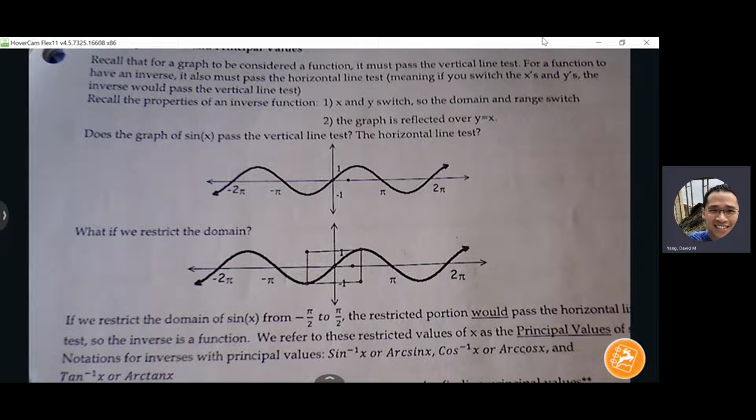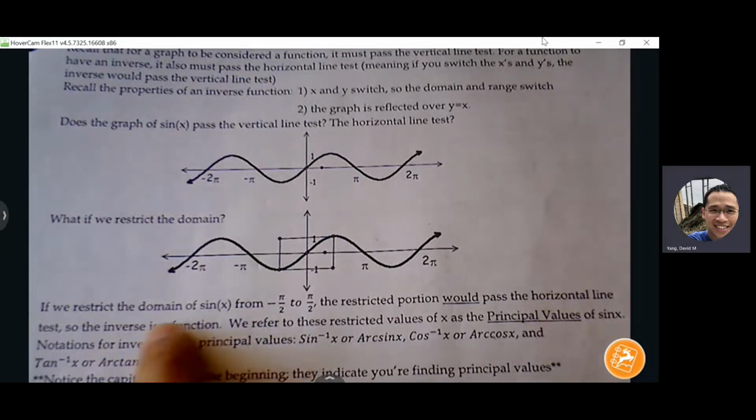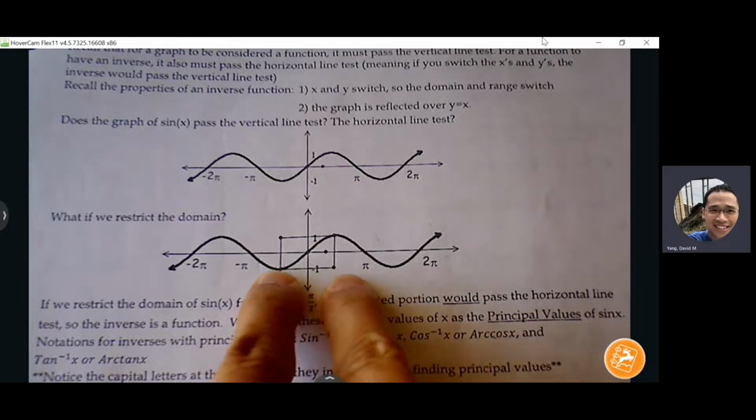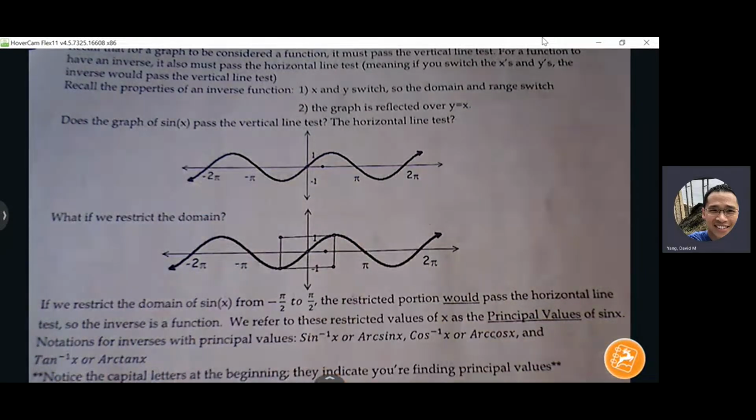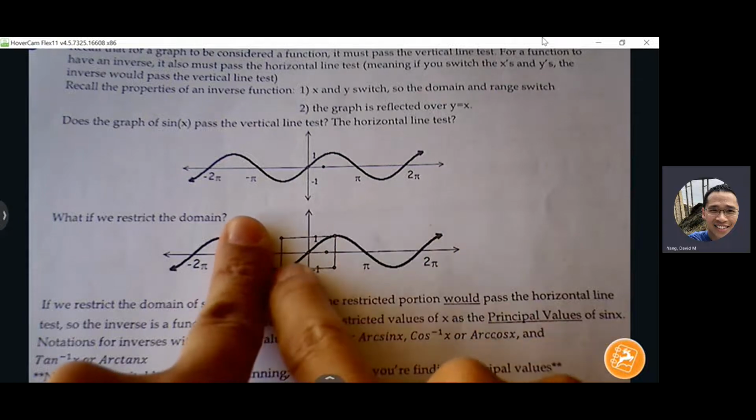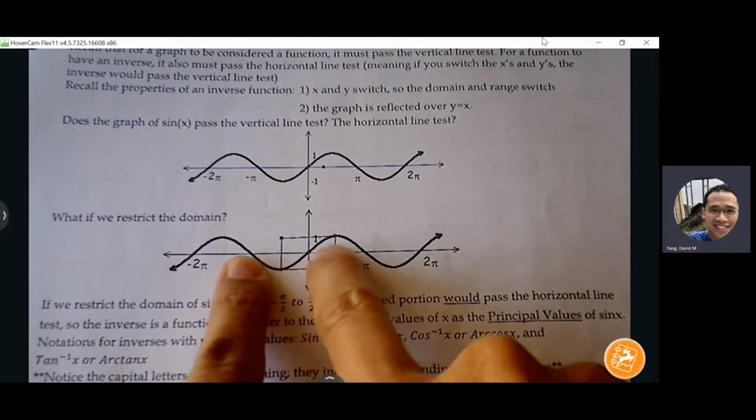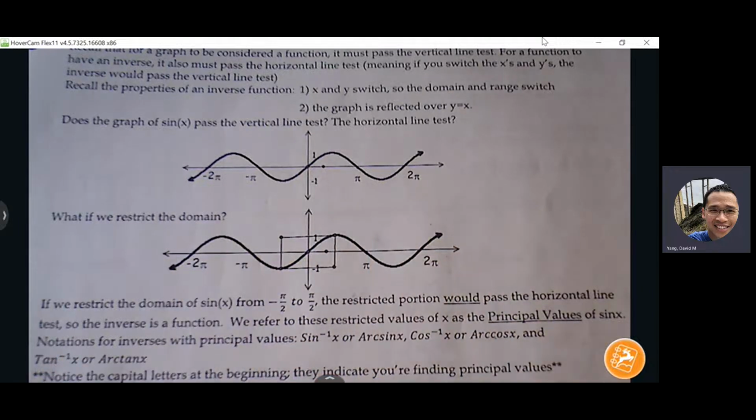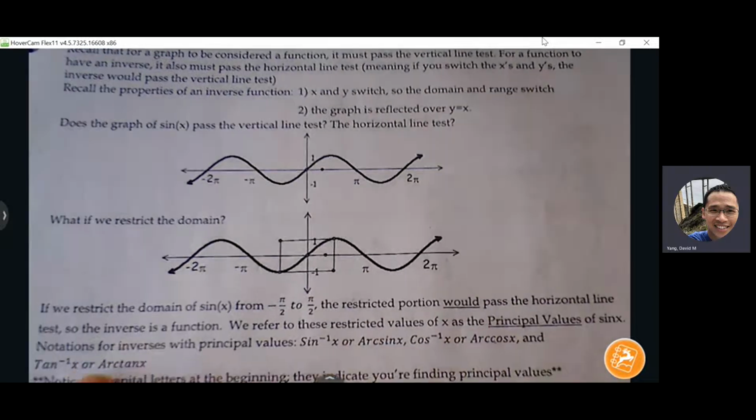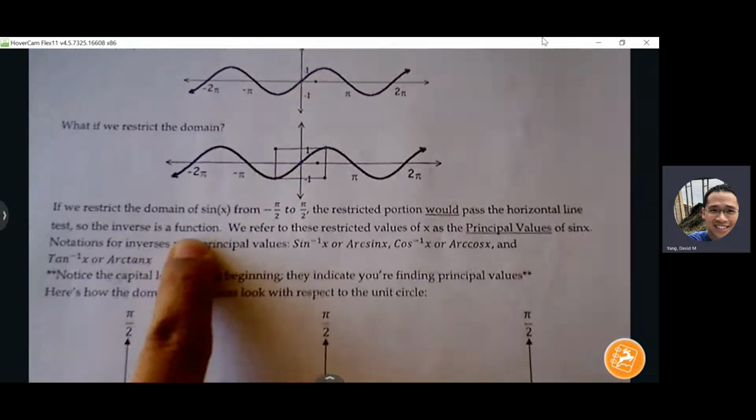is if we were to say, okay, we have a starting and ending point, we're restricting it so that we can force it into a function. So if we restrict the domain of sine from negative pi over 2 to pi over 2, so notice that negative pi over 2 to pi over 2, okay, we're basically looking at the region closest to the x-axis while maintaining a function, but we also want all the y values represented. Okay, so in a sense, we're looking at the fourth and first quadrant. Okay, the restricted portion would pass the horizontal line test, so therefore the inverse is a function.